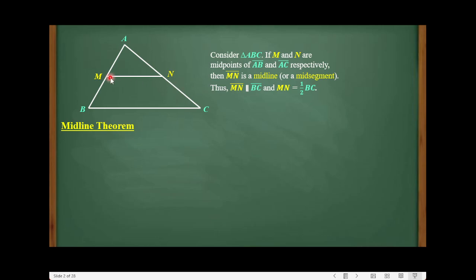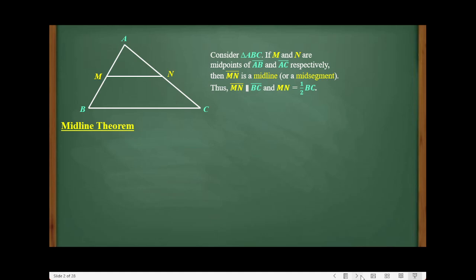a segment joining the midpoints of the two sides of the triangle, which is parallel to the third side, has a length which is 1/2 the length of the third side. That is what it means. So, mathematically speaking, segment MN, which is parallel to segment BC, is half the length of the third side BC. Okay? So, that is what we call the midline theorem.